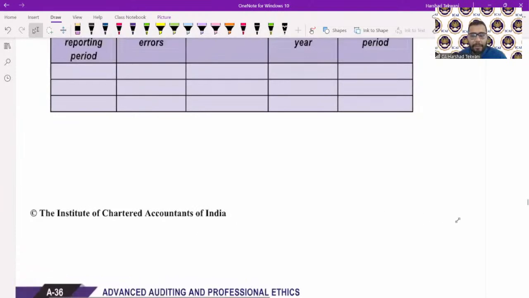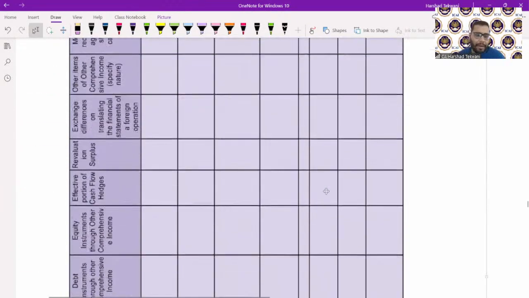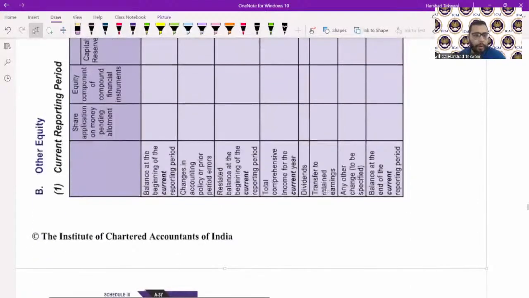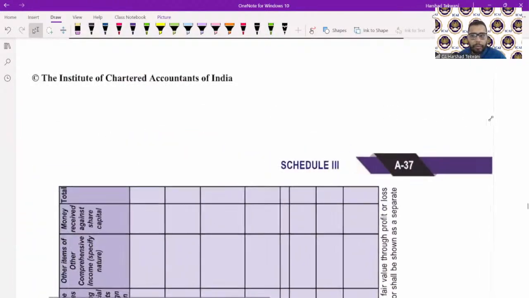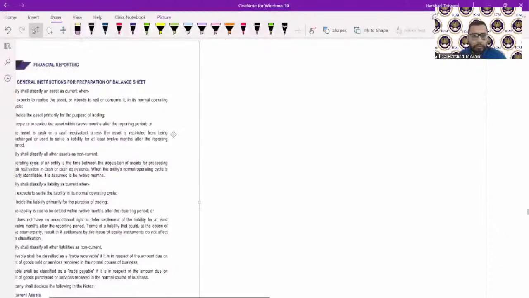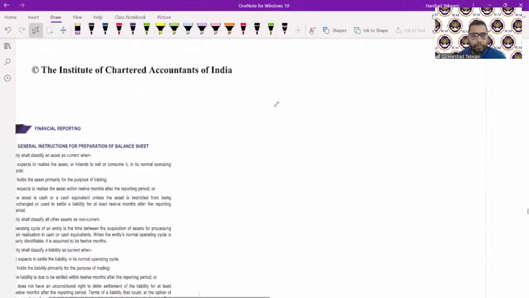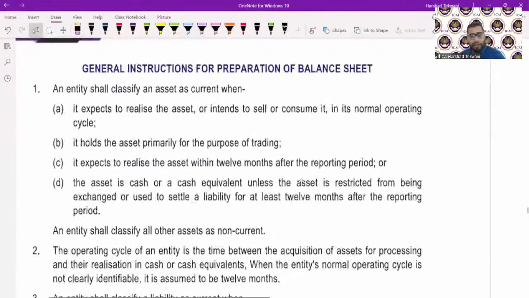Changes in statement of changes in equity, I'll be dealing with once I reach the equity side. I'll take up at that point in time. Okay. Yeah. General instructions which talks about what is current, what is non-current.